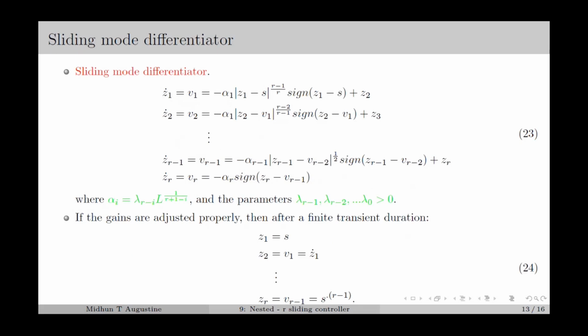Therefore, next we move on to the sliding mode differentiator, and this is the general form of a rth order sliding mode differentiator. Here this alpha 1 to alpha r are chosen using this equation, and these parameters lambda r minus 1 to lambda 0 are chosen as positive constants. Now if we select these gains properly, we can ensure finite time estimate of the sliding variable and its derivatives. And the estimated value of the sliding variable and its derivatives can be used for implementing the R sliding controller.